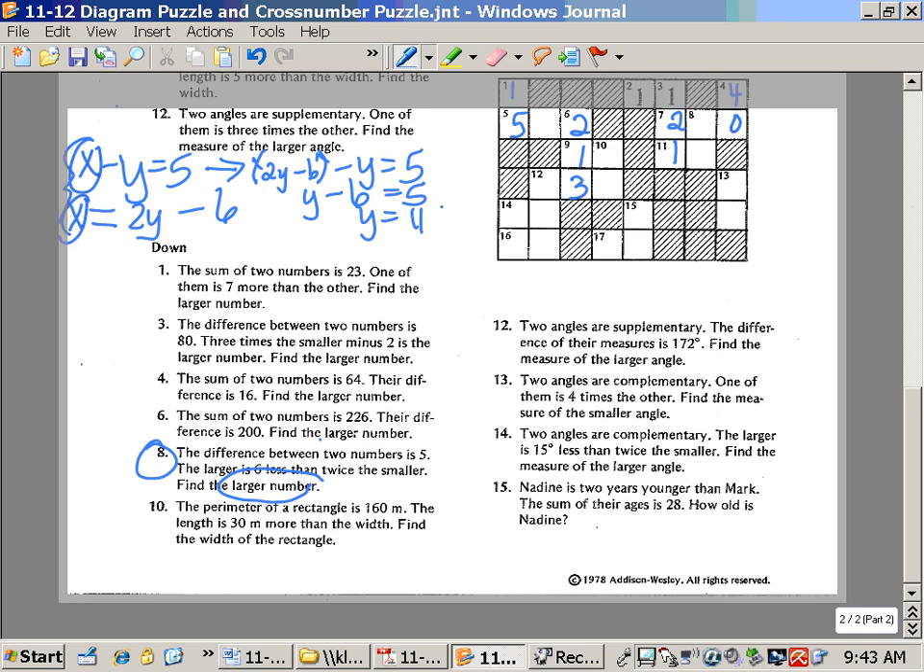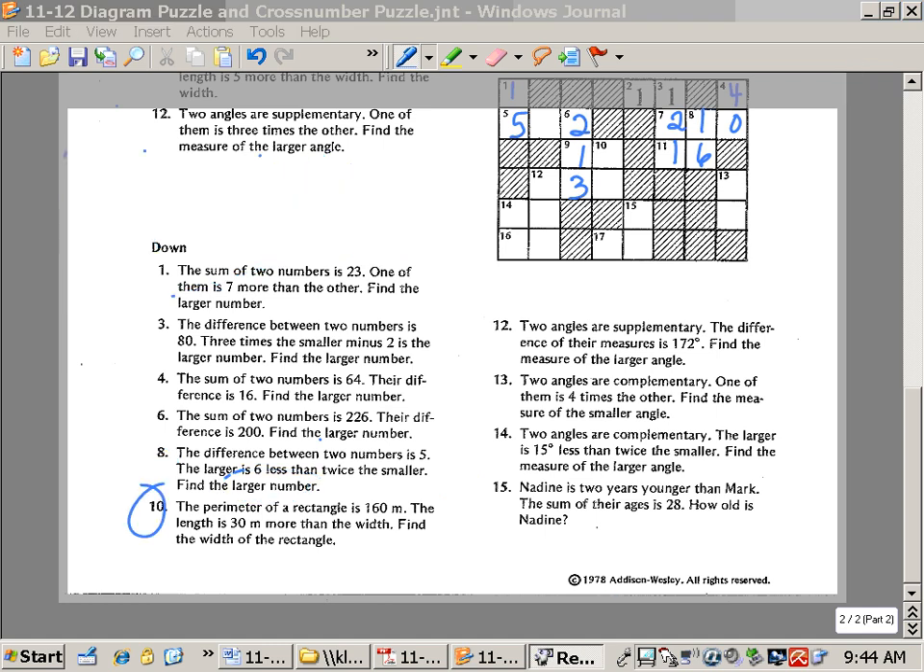Okay, so I've got to take the 11, plug it back in. I think this one's the easier one. So x is going to equal 22 minus 6. What is 22 minus 6? 16. Just checking to see if y'all are paying attention. The larger number is 16. So at 8 going down, 16.